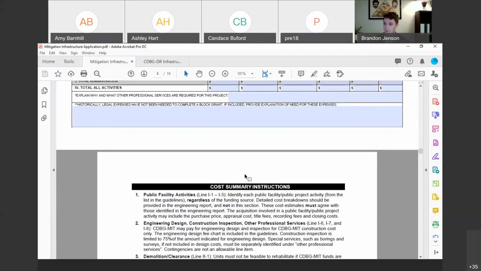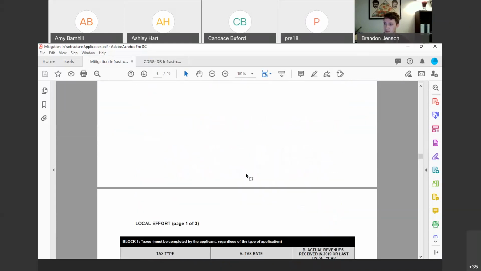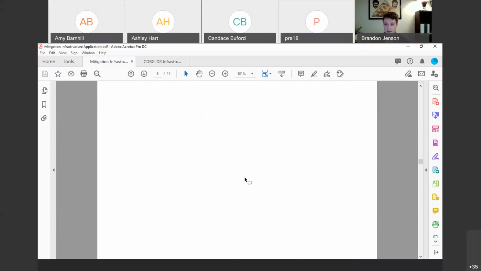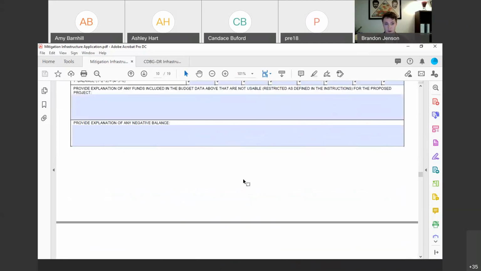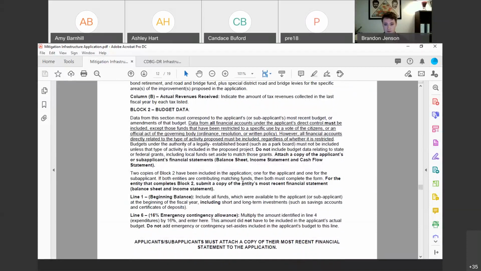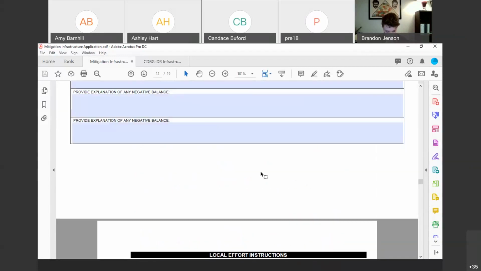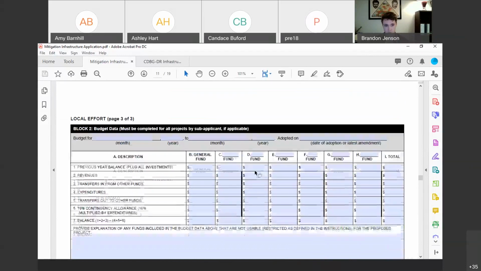Okay, my next question, and it's just a minor thing. In the instructions for the local effort forms, the first paragraph references blocks 3 and 4 that must be completed by the applicant, but there is no block 3 or 4 in the local effort forms. It's the very first paragraph under this. I just want to make sure I'm not missing anything from the application. I only see blocks 1 and 2. Yeah, that's fine. That's just us.